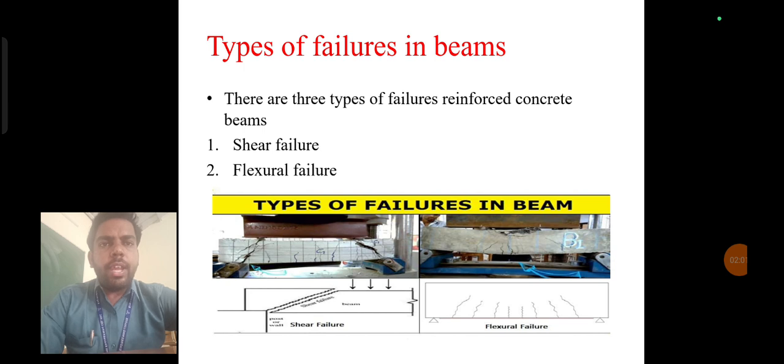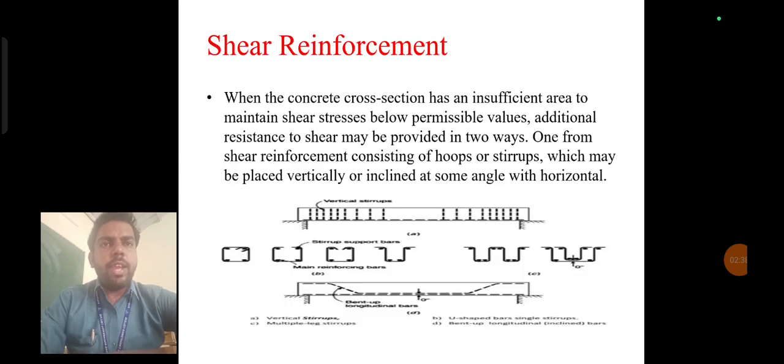Here, the failure occurs at an angle of 45 degrees. And flexural failure, the flexure, is due to the change in bending moment. When the bending moment changes, the flexure will occur. See in this figure, the load is applied on the beam, and the beam tends to bend at that particular location. So, here a curved shape will form at that location. This type of failure is called flexural failure.